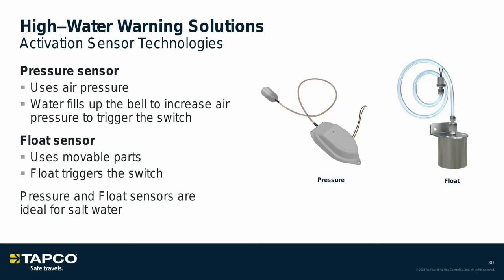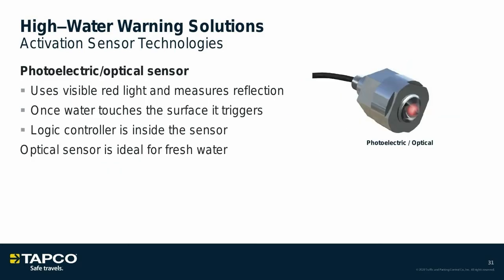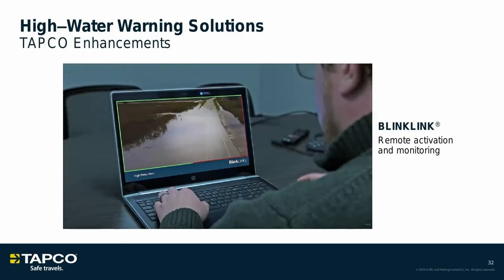The other one, like I said, is the photoelectric optical sensor, which uses a red light to measure reflection. As soon as that water touches the surface, it's going to turn the system on and operate the same. Depending on where it's going in the country, that is what's going to dictate which sensor we use. If you're a customer in a saltwater environment, we're going to utilize the pressure sensor more than likely, or the float switch. If you're in freshwater, we'll probably go this route. So again, it just depends.